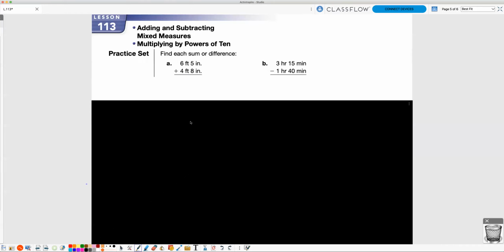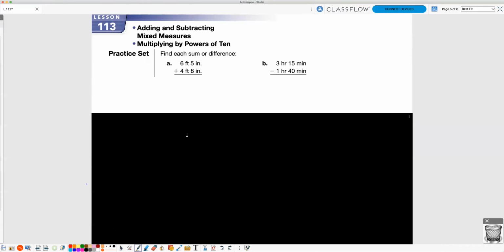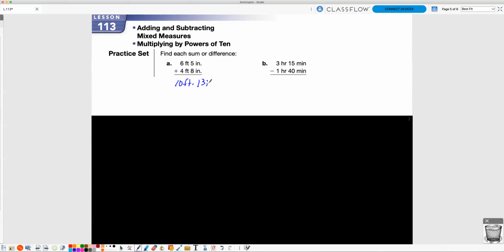All right, so let's find the sum or difference here. So if you have 6 feet 5 inches plus 4 feet 8 inches, your sum will be, in this case, you have 10 feet, because I know what 6 plus 4 is, and I know this is 13 inches. It'd be 10 feet 13 inches, but this 13 inches is the equivalent to 1 foot, and it looks like 1 extra inch left over, because I remember that 12 inches equals 1 foot.